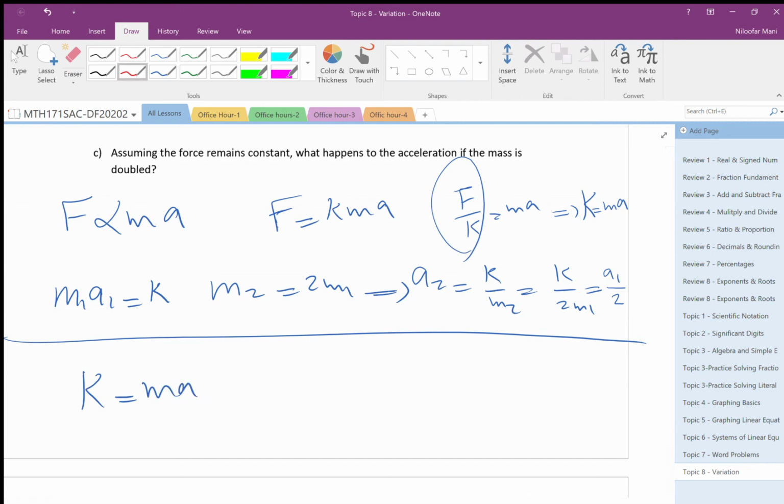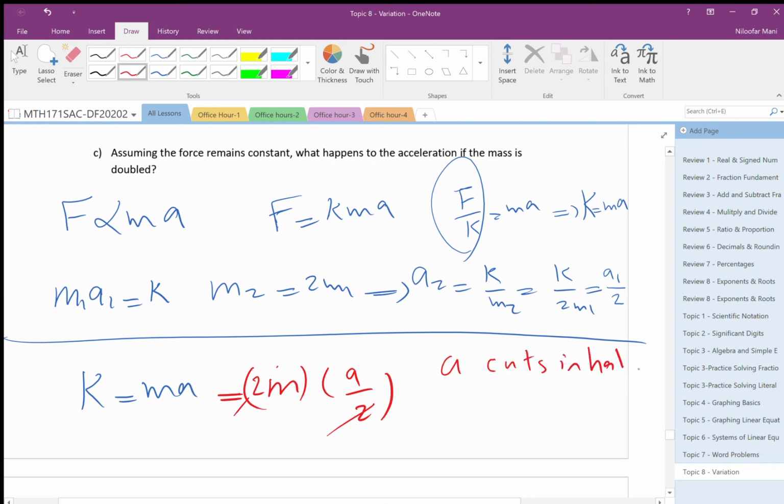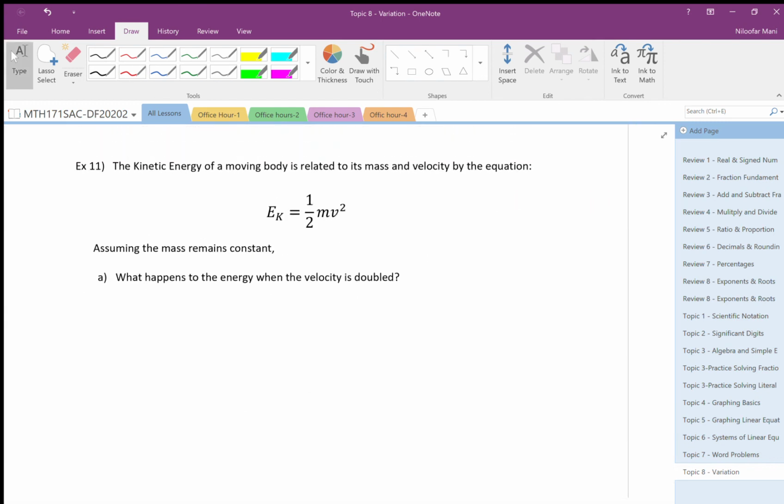So you would say, okay, K is not changing, so then it is M. What happened to acceleration is the mass is doubled. Okay, so 2m, so of course I need to have a divided by 2 so that I will be able to cancel 2 and 2. So that's why I say it's cut in half. Okay, so a is cut in half. So here, okay, so how about this formula?